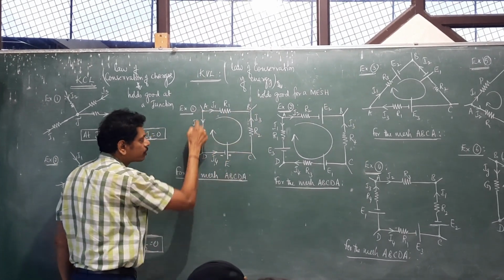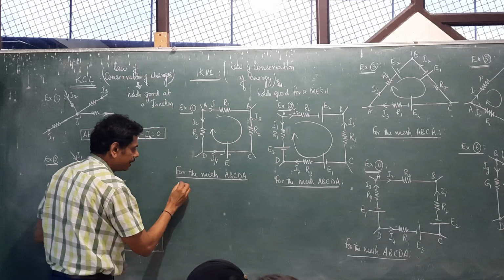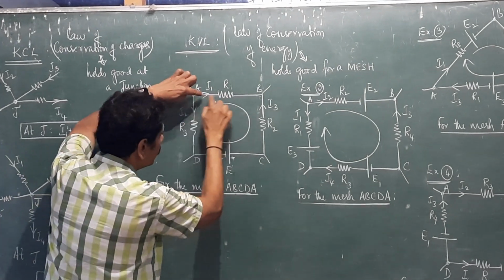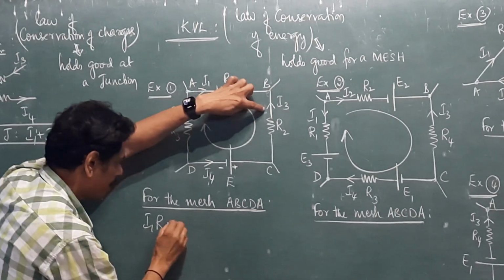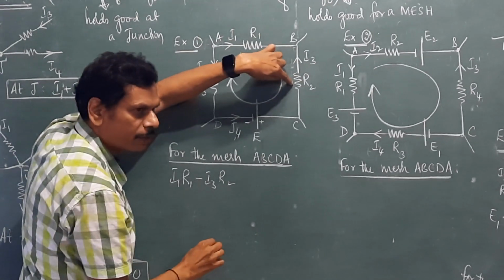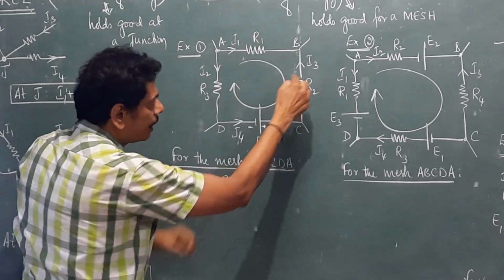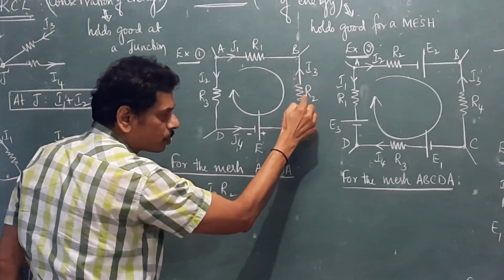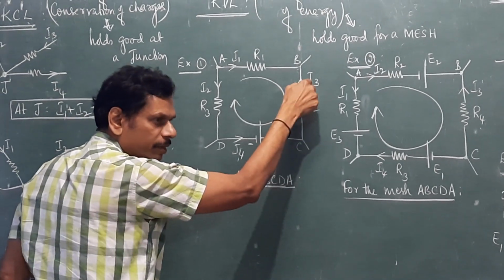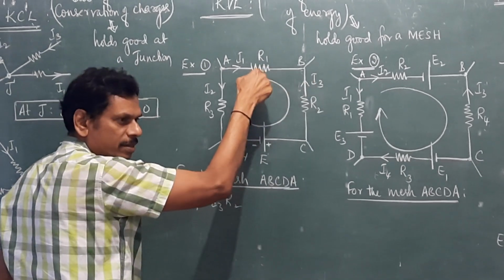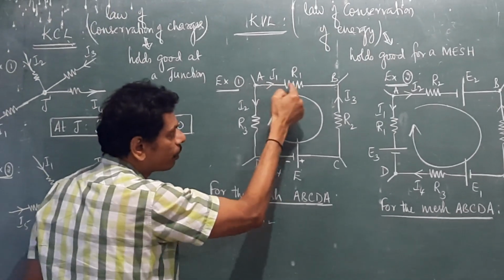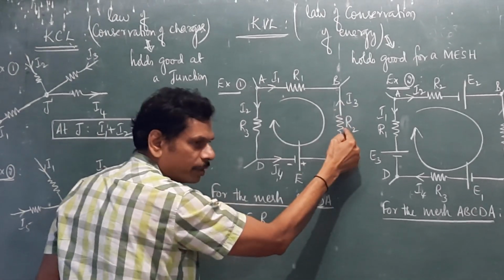Started with A and ends with A. Now I will write here. This is positive, I1 R1, positive because current is flowing like this. I3 is negative, minus I3 into R2, the product of this current. And don't forget, the current which flows through a particular resistance, only that current we have to take the product with. You cannot take this current and that resistance. This is the current that flows through this resistance, therefore this product only we have to take.